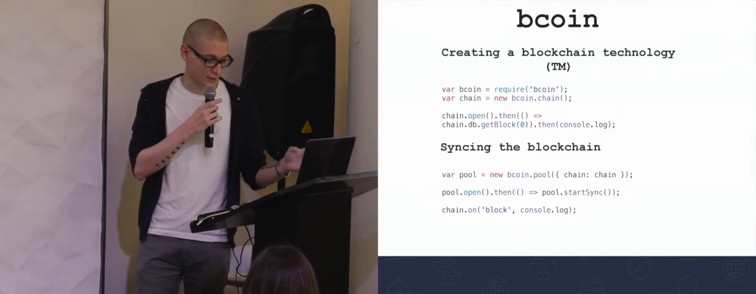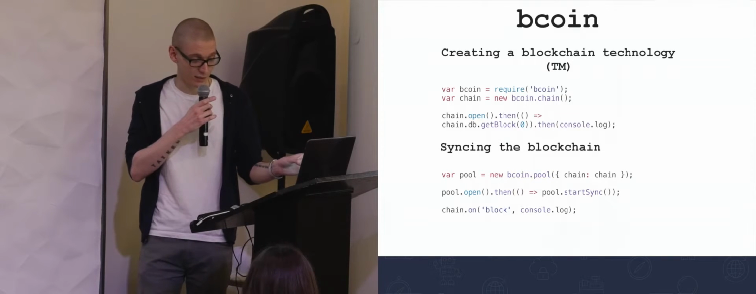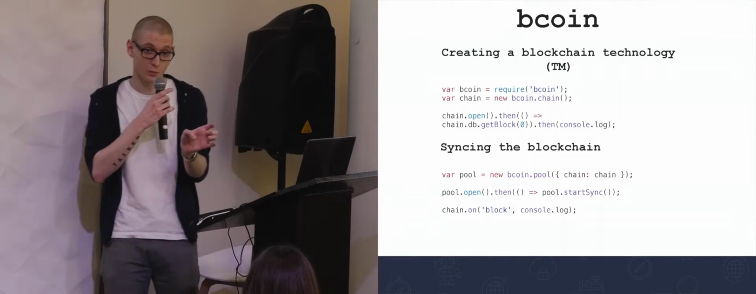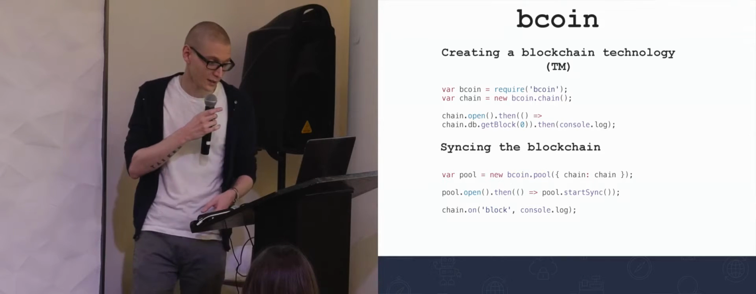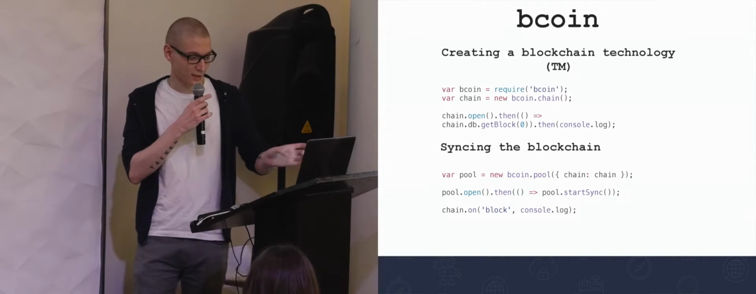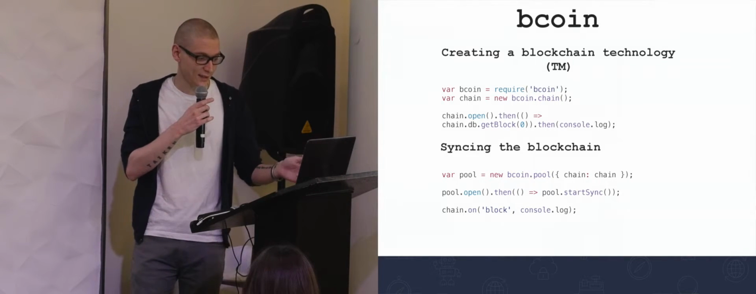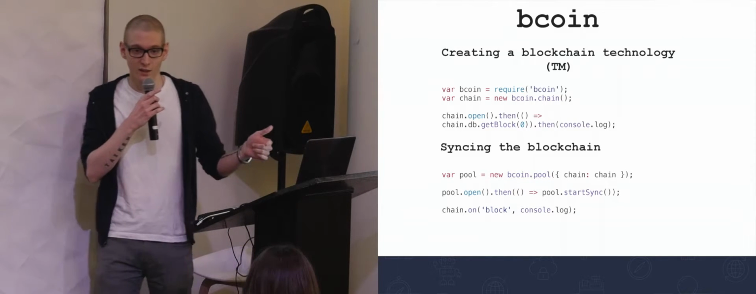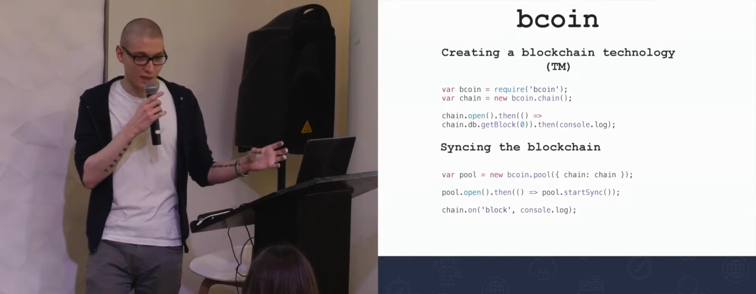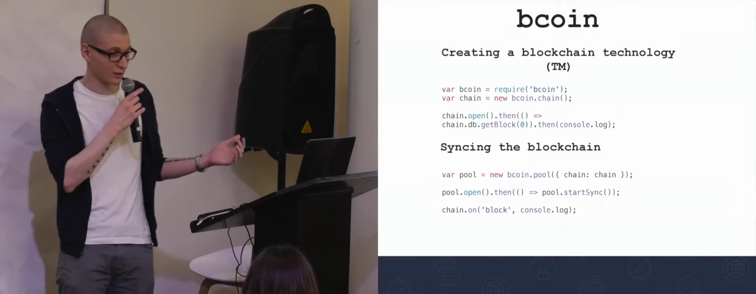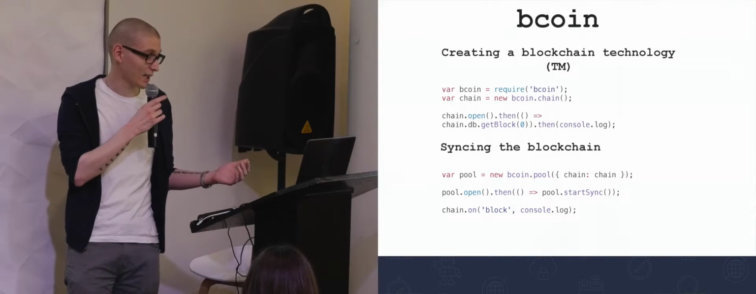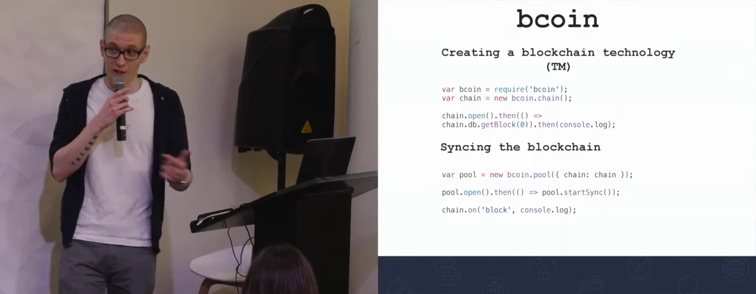And then syncing the blockchain, you notice you pass the chain into this pool object. And the pool is the peer-to-peer pool. It's the network pool of peers. And then you can start the sync. So what's important about this is that these two objects are not, by default, tied together. You don't instantiate them together. They're totally separate. So you can have a blockchain without a peer-to-peer pool.